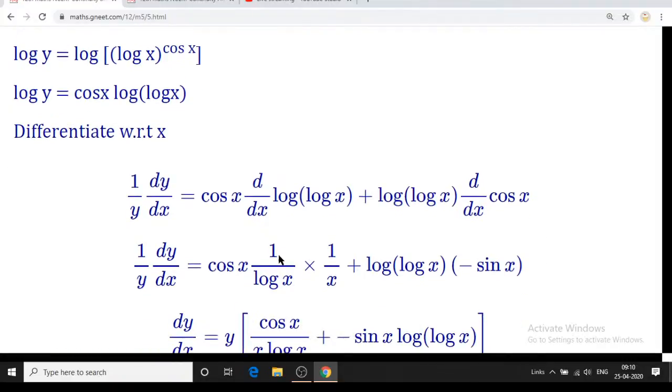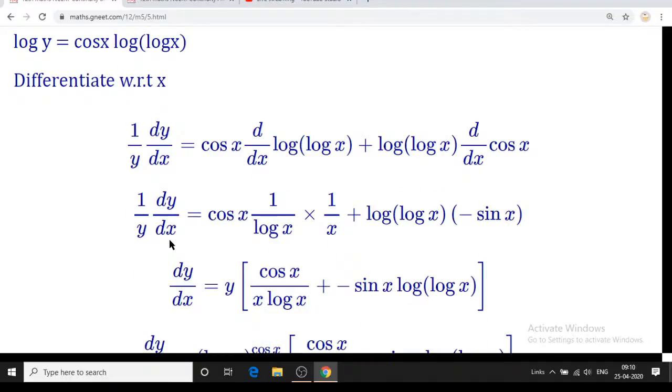So we get cos x times the derivative of log x, which will be 1 upon log x, because this is log of a bracket, into the derivative of the bracket. So again that is the derivative of log x, so it becomes 1 upon x, plus log of log x, and the derivative of cos x is minus sin x. I always say, whenever you are getting a negative, it is better to write it in a bracket.